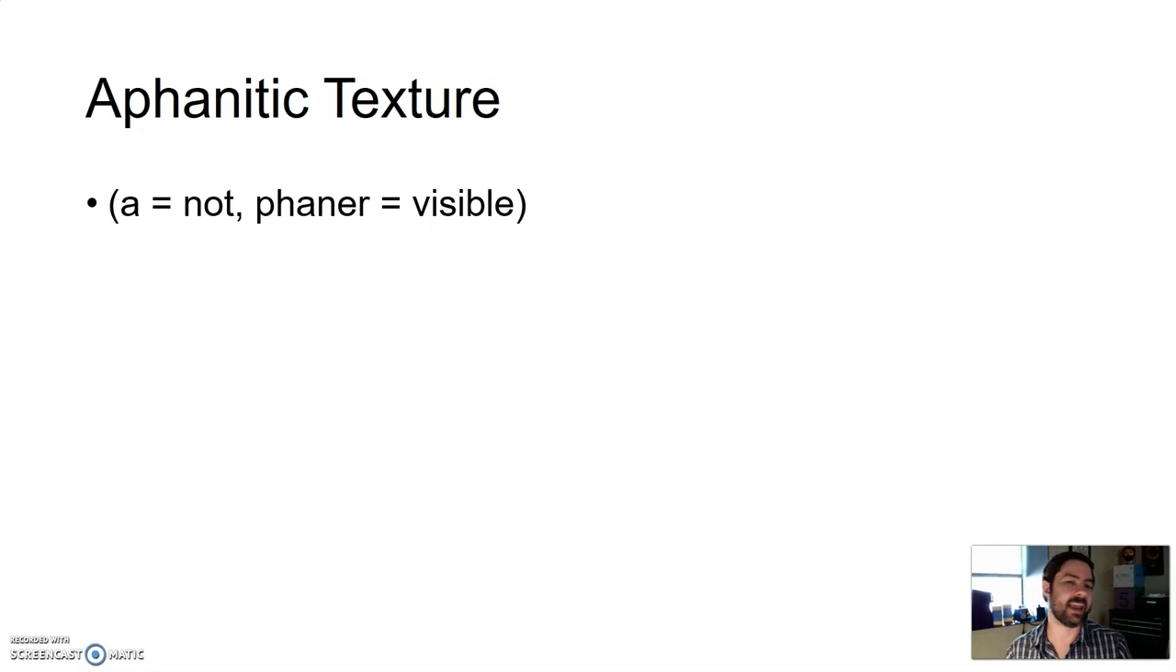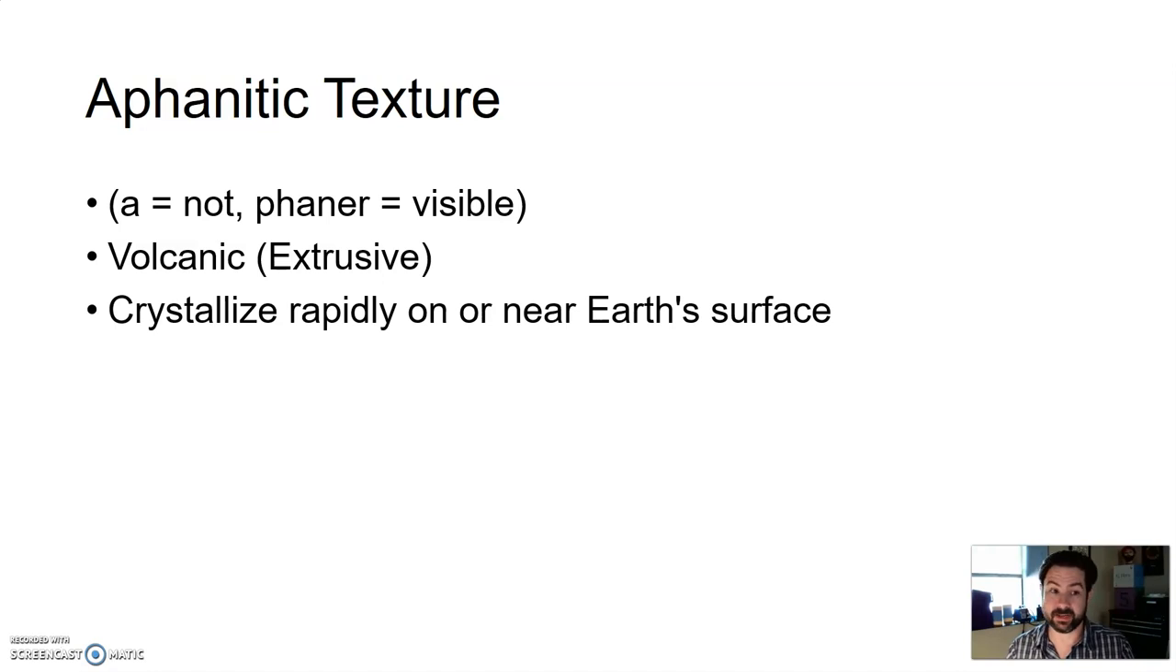So the first texture of igneous rocks we'll talk about is aphanitic texture. Breaking down words sometimes helps me understand what they are. These are Latin-derived words, a meaning not, phaner meaning visible. So these are igneous rocks that have a texture where the crystals are not visible, at least to the naked eye. These are known as volcanic or extrusive igneous rocks.